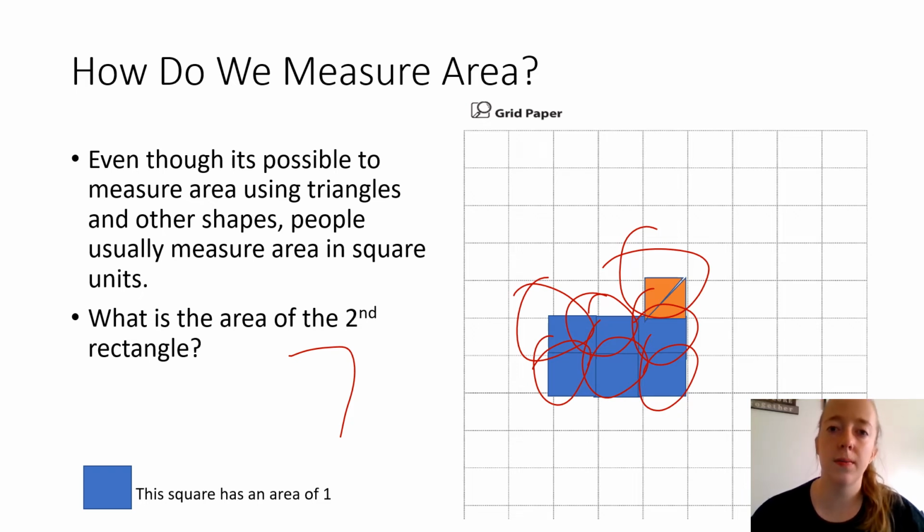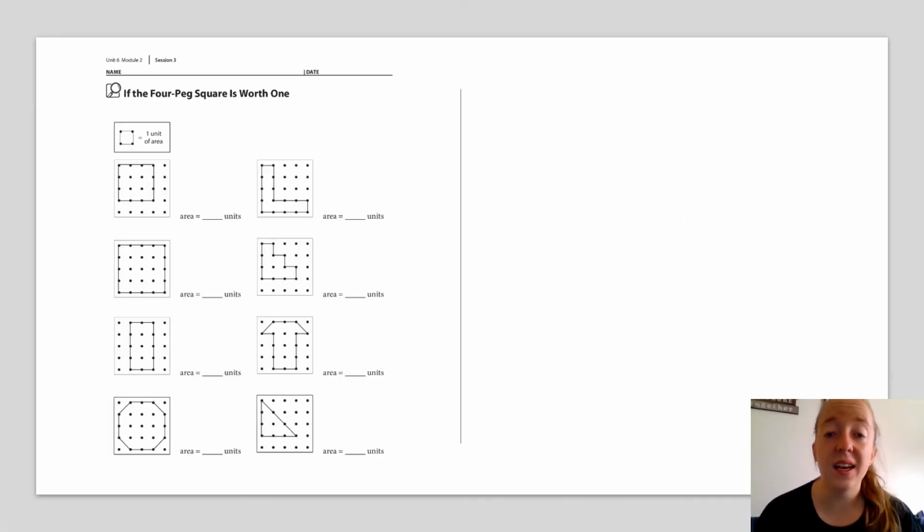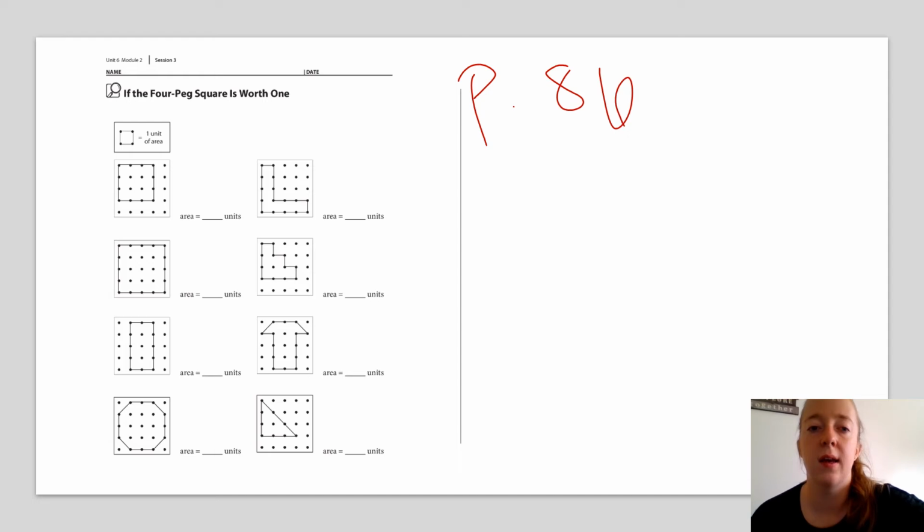If you don't know how to find the area, like if it's a triangle, you can try to put the shapes together to make 1 square unit. That is a really good strategy to find the area of different shapes. And that is what you're going to do as part of your activity on page 86. It is going to ask you, knowing the fact that a square is 1 unit of area, what is the area of these different shapes?